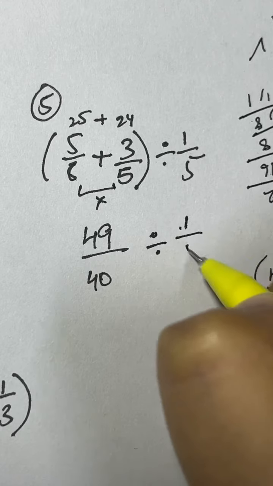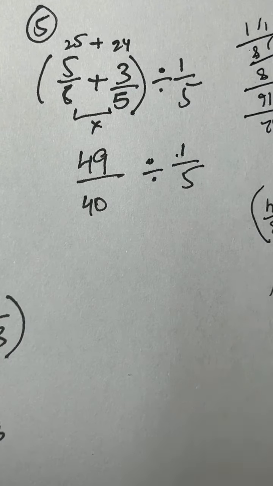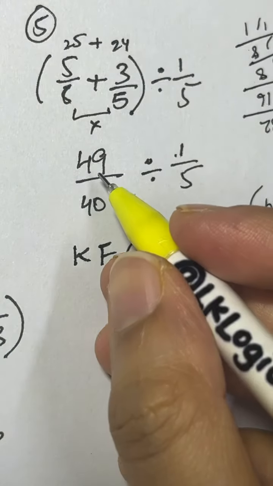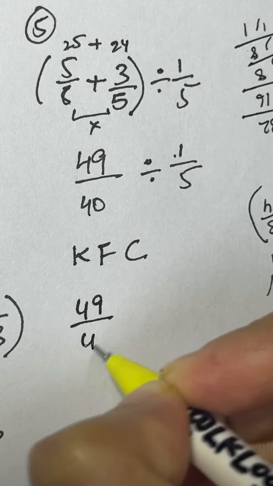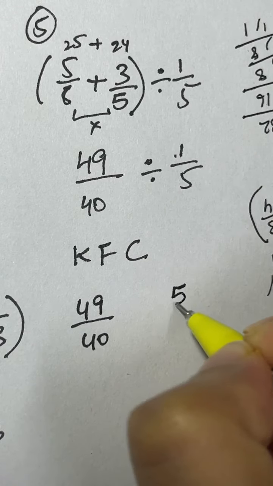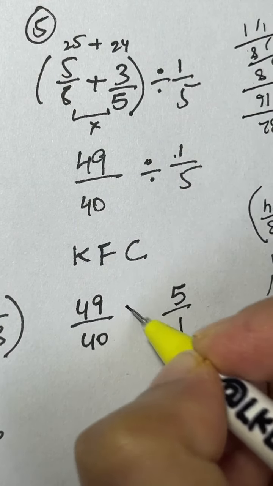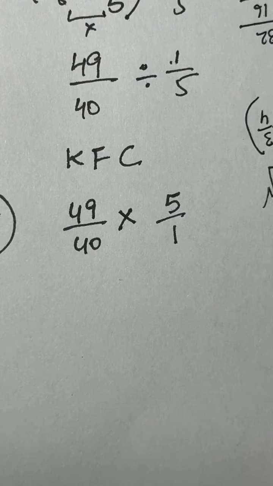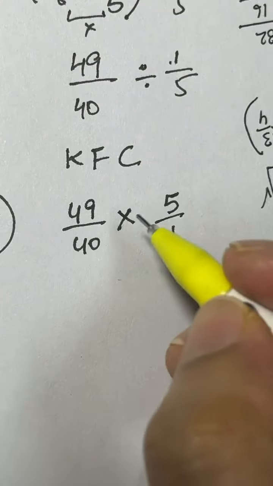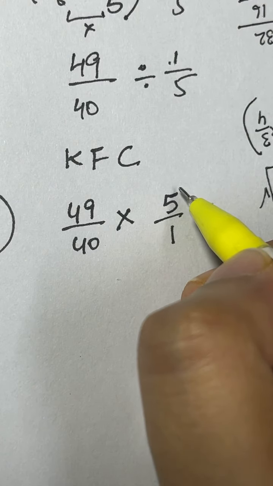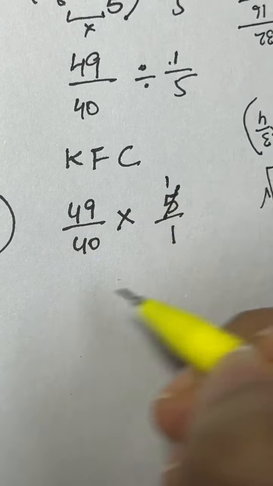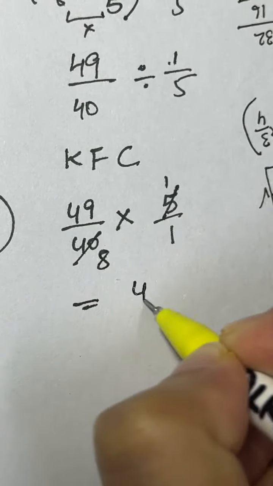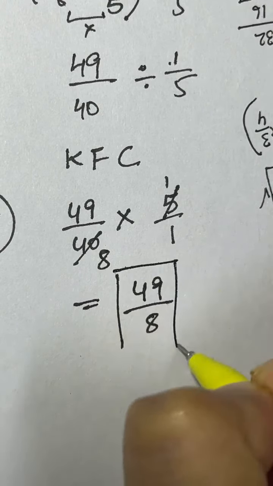Now you have divided by 1/5. What are you going to use? KFC. Keep the first fraction, 49/40. Flip the second fraction, 5/1. Change the sign from division to multiplication. Done. Now I told you you can simplify when there is multiplication. I can cross out things from numerator and denominator. So I have 5 divided by 5, that's 1. 40 divided by 5 is 8. So I'm left with 49/8, and that's my answer.